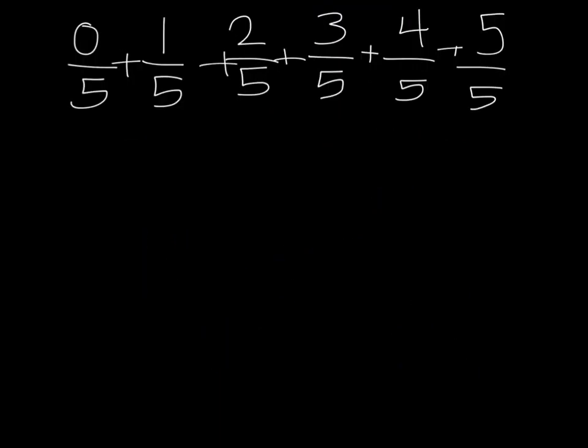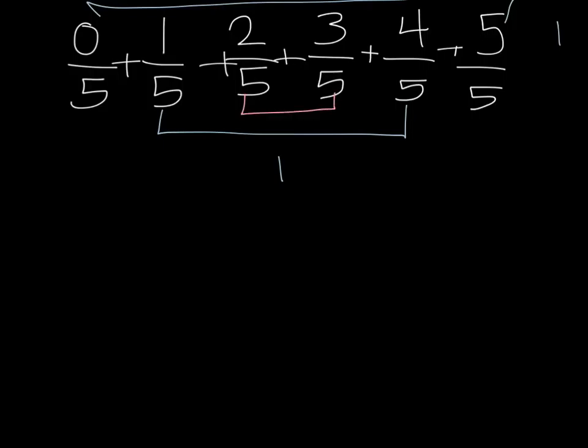For 0/5 plus 1/5 plus 2/5 plus 3/5 plus 4/5 plus 5/5, we'll start by combining our 0/5 and 5/5 to get 1, and then we can combine our 4/5 and 1/5 to get 1 whole, and our 2/5 and 3/5 to get 1 whole. So we have 1 plus 1 plus 1 equals 3.